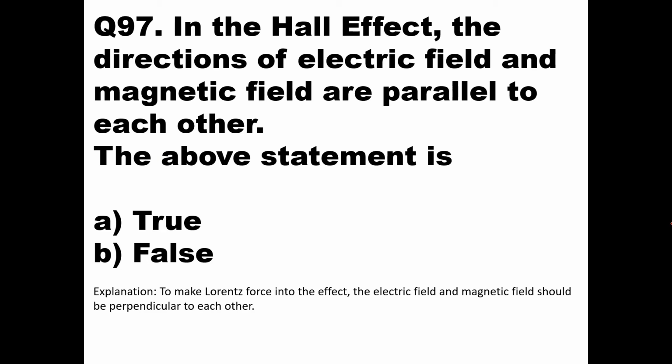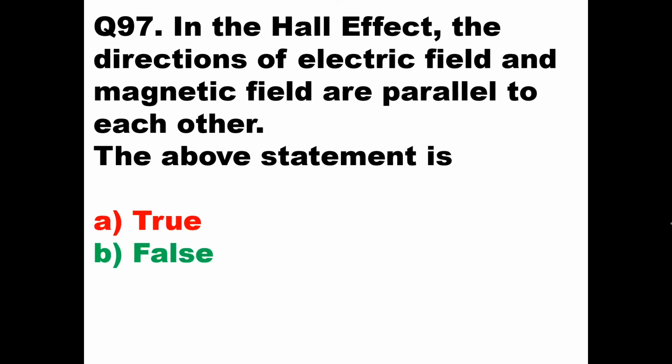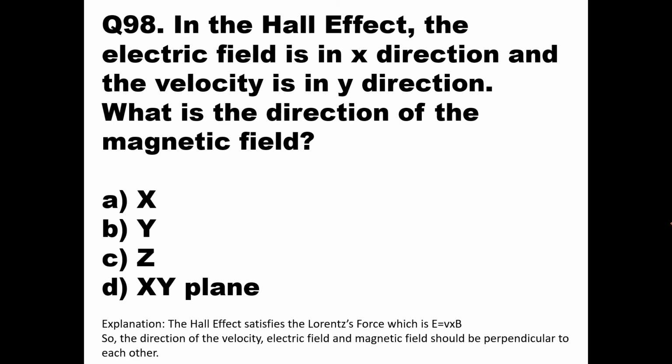In the Hall effect, the directions of electric field and magnetic field are parallel to each other. Now this statement is wrong because the direction of electric field and magnetic field are perpendicular to each other. Okay, so this statement is wrong, so it is false. It is false here because electric field and magnetic field are perpendicular to each other. Then we'll go to the next question.